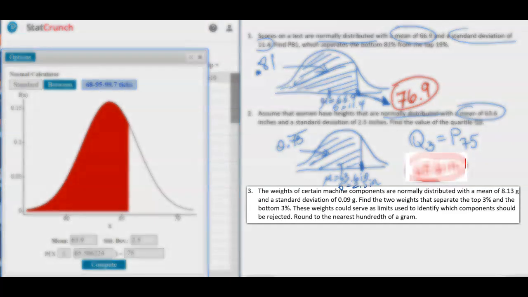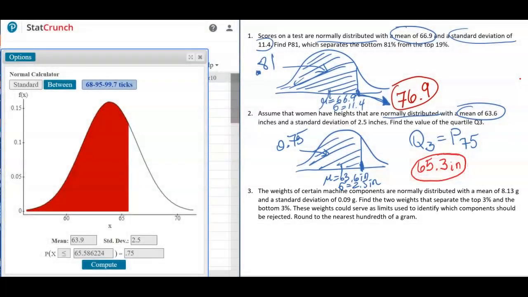Let's read problem number 3. The weights of certain machine components are normally distributed with a mean of 8.13 grams and a standard deviation of 0.09 grams. Find the two weights that separate the top 3% and the bottom 3%. These weights could serve as limits used to identify which components should be rejected. Round to the nearest hundredth of a gram. I'm going to draw a graph to help us better visualize what we're looking for. The low 3% is located on the left side and the top 3% on the right side.